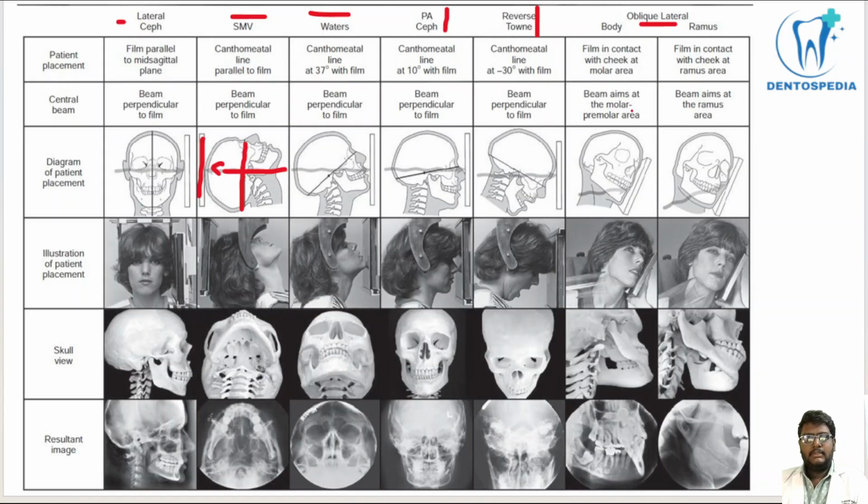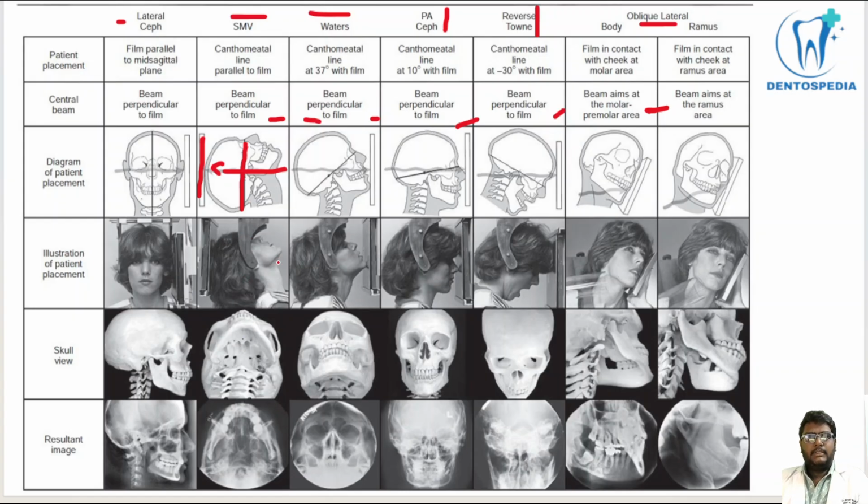So in all the techniques, there is one common point, that is we are always projecting the beam perpendicular to the film. Okay, whatever might be the position of the head, we are projecting the X-rays perpendicular to the film. Okay, that's the important point. The positioning might differ between techniques, but in most of them, we are projecting the X-rays perpendicular to the film.